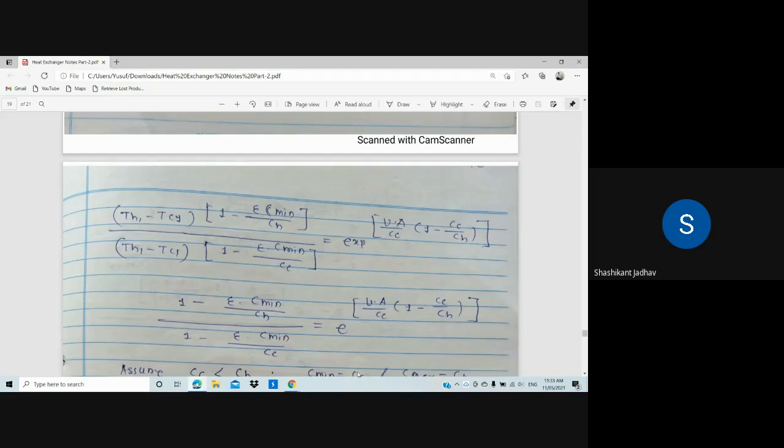So what is the remaining term in the equation? 1 minus epsilon into C minimum divided by Ch.